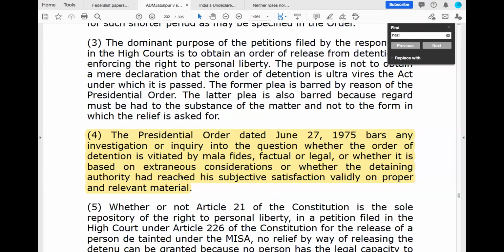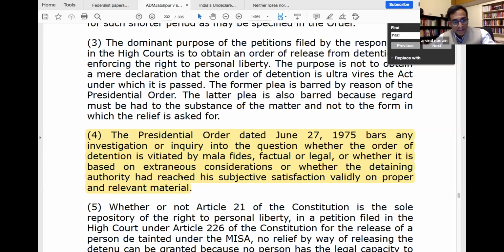The presidential order dated June 27, 1975 bars any investigation or inquiry into the question whether the order of detention is vitiated by malafides, factual or legal, or whether it is based on extraneous considerations, or whether the detaining authority had reached his subjective satisfaction validly on proper and relevant material.